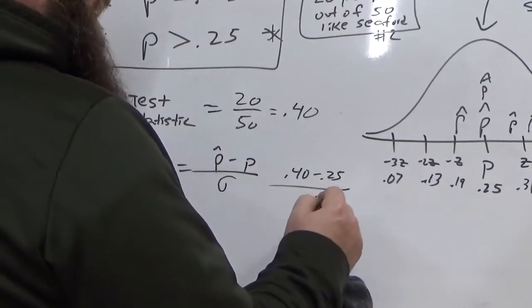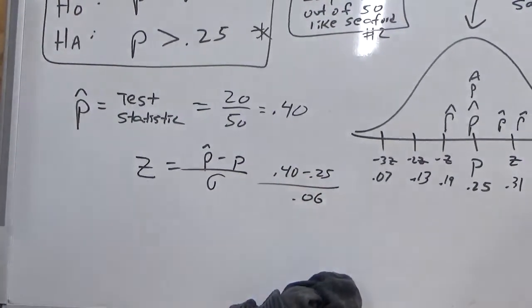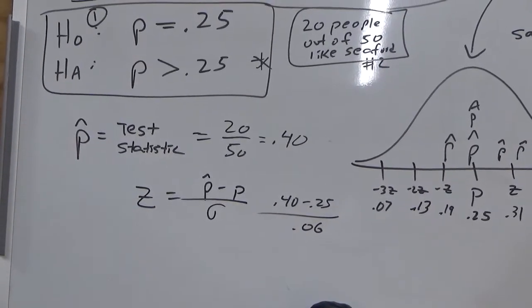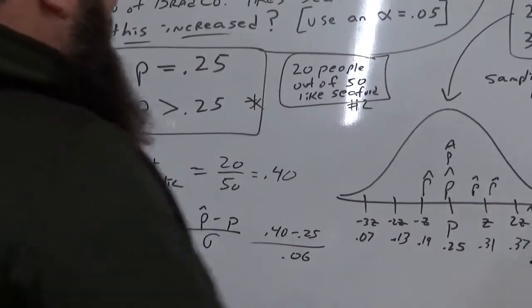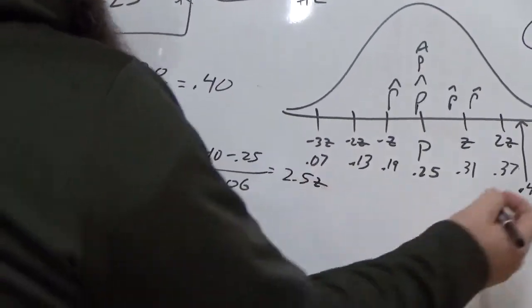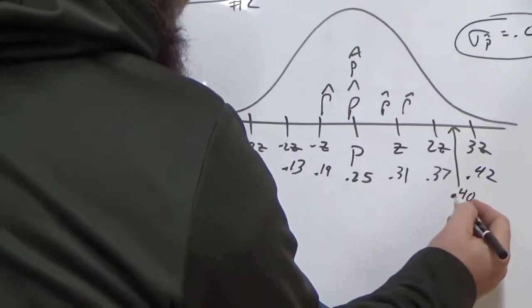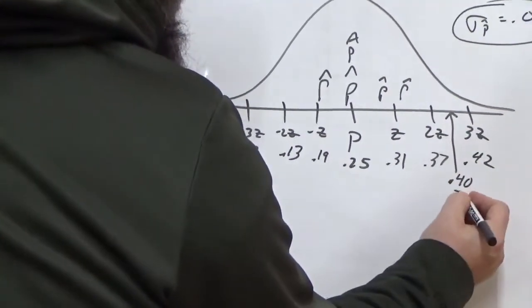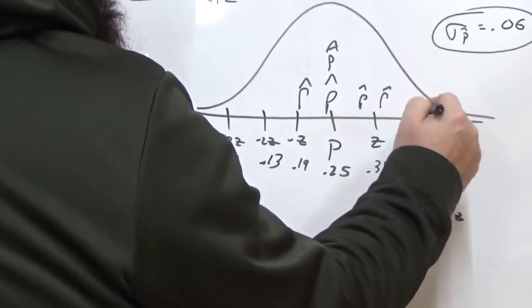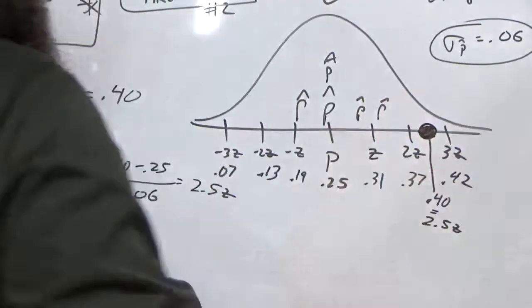Standard deviation is 0.06. So I have that calculation run over here. 0.40 minus 0.25 divided by 0.06. That is a 2.5 z-score. And guess what? We are right between 2 and 3. So 0.40 is 2.5 z. We are sitting right here. I'll put a big old dot right there.